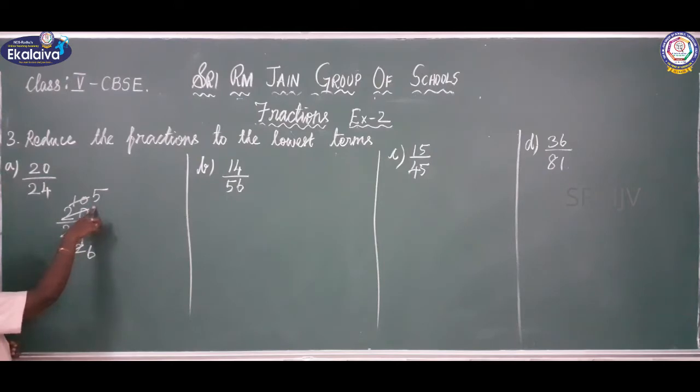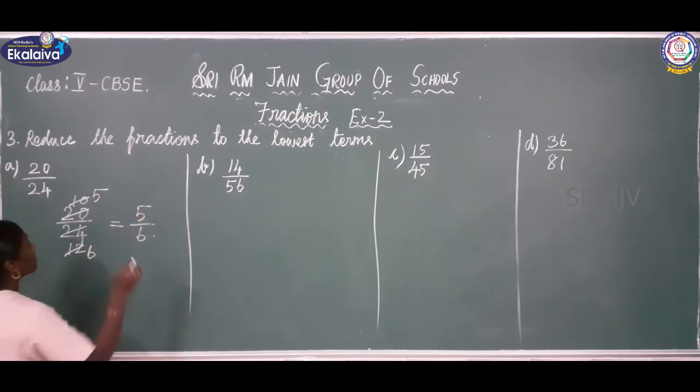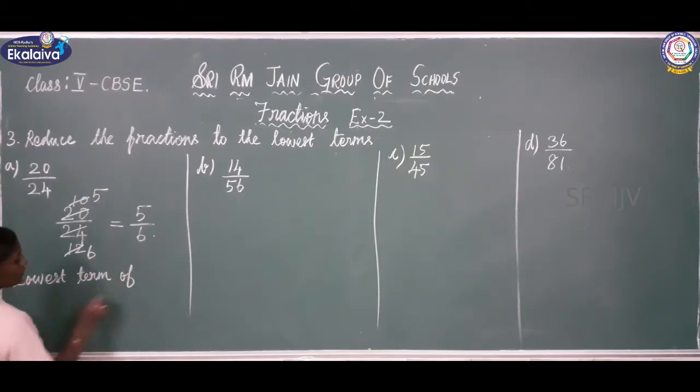5 is a prime number. 5 and 6 are co-prime numbers. They are having only 1 as a common factor. So 5 by 6 is the lowest term. So lowest term of 20 by 24 is 5 by 6.